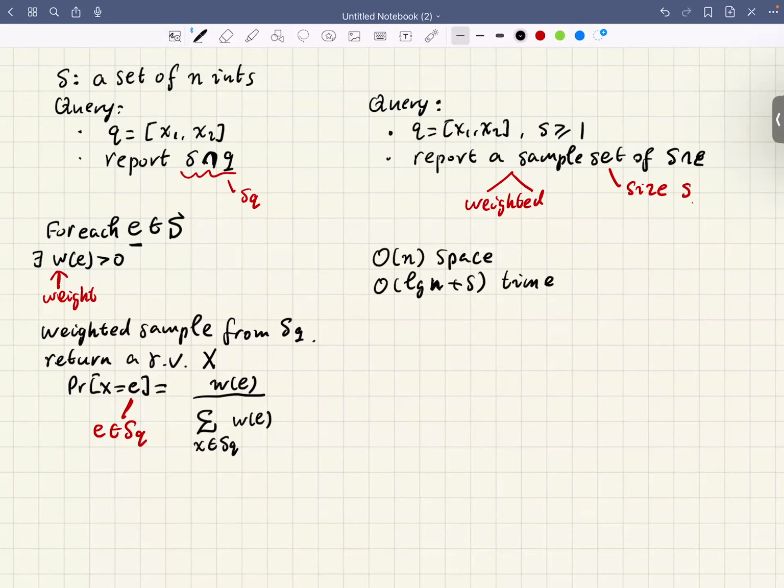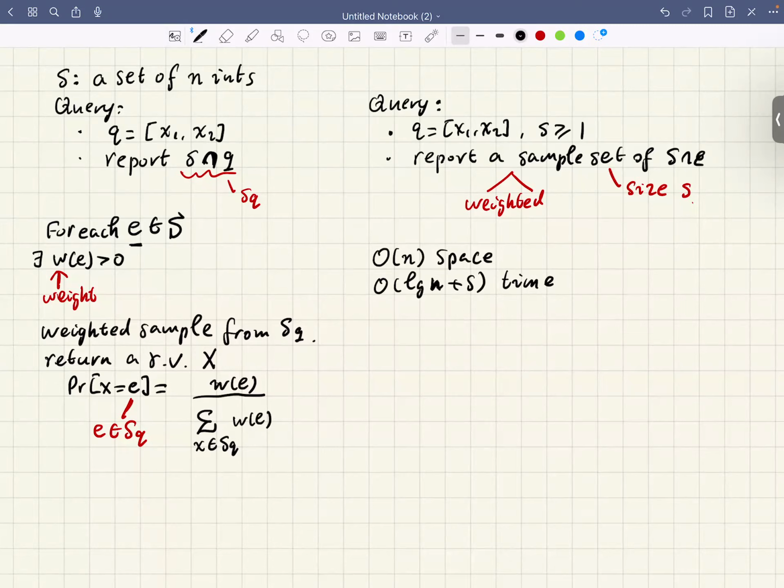So you can see that this is plus s, right? This is sort of a replacement of the conventional log n plus k. So this is plus s, and s is much smaller than k. Okay, so that's the thing.